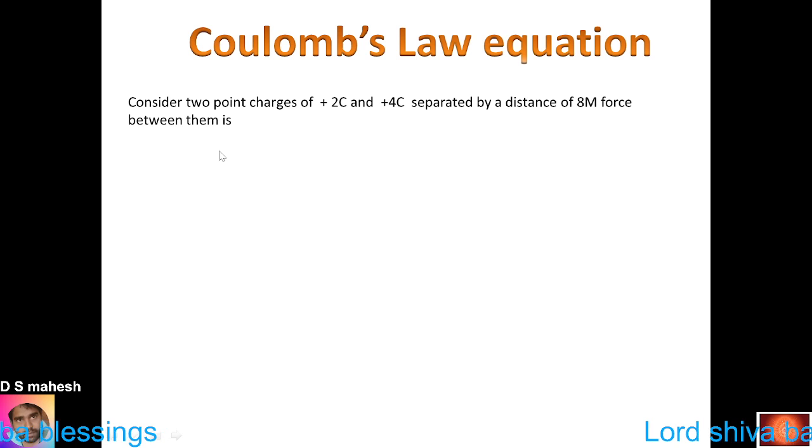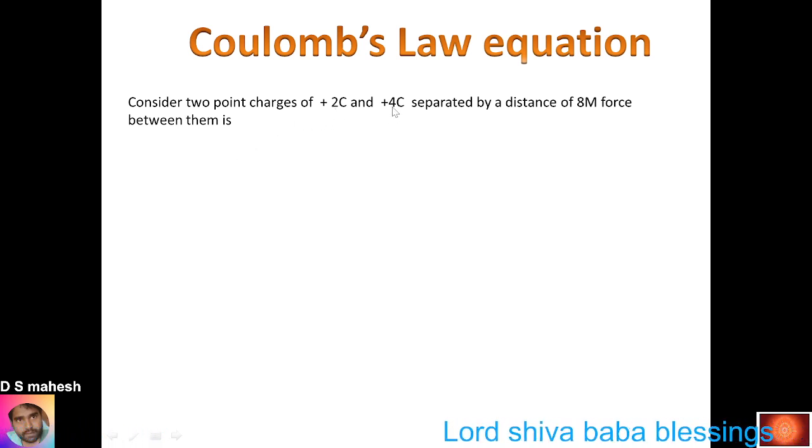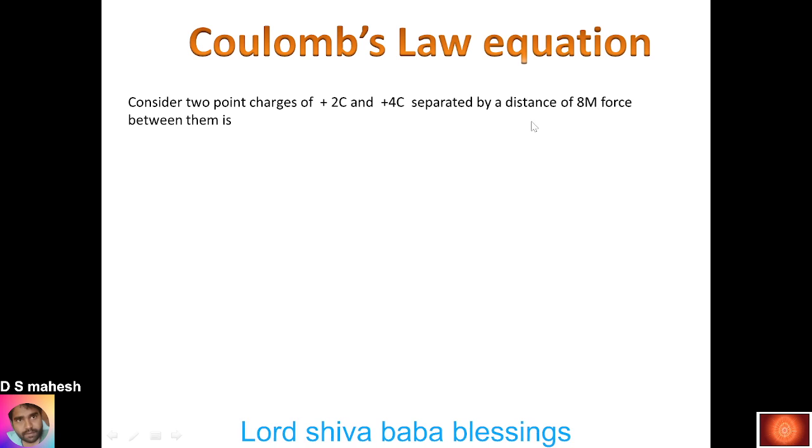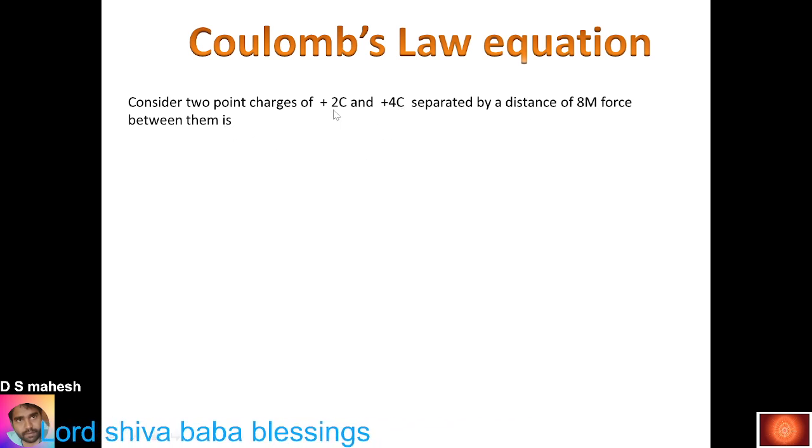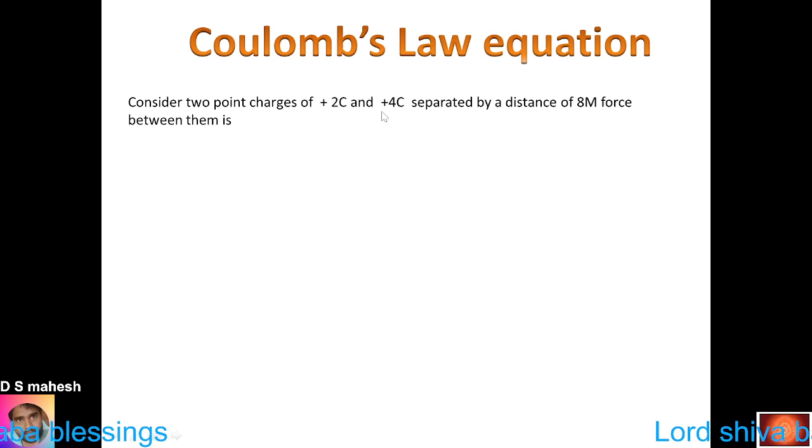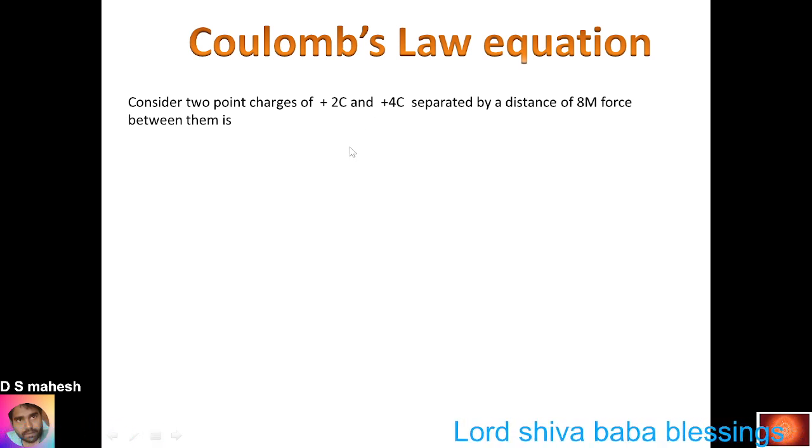Now let us consider the example. If there are two charges, plus 2 coulomb and plus 4 coulomb, which are separated by a distance of 8 meters, then what would be the force? Now when you look at the charges, both of them are like charges, so the result would be plus, indicating that there is a force of repulsion.